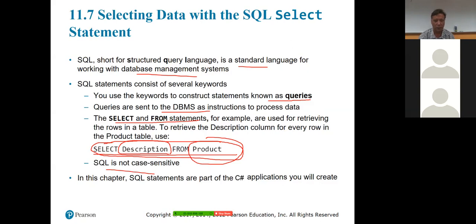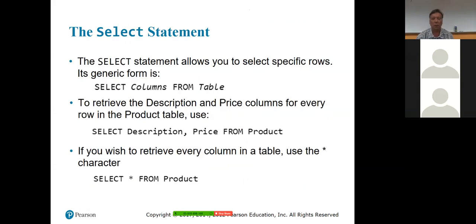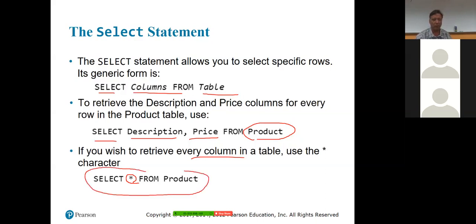And SQL is not case sensitive. In this chapter, SQL statements are part of the C# applications that you'll create. So this is the general format of it. You select columns, can be 1 or more, from a table. So in this example here, we're selecting not only the description but the price from a table called product. If we want to select every column, then we can use an asterisk. So this is going to display out the entire product table.